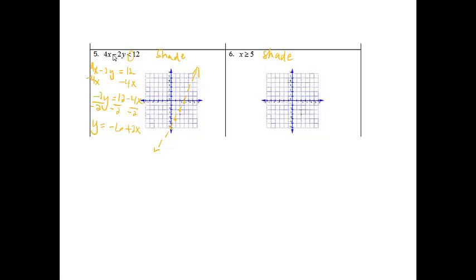Okay, and then I'm going to test 0, 0 right back up in the original, so I'll put zeros in. I end up getting 0 is less than 12, which is a true statement, so I'm going to shade the side of the line that has the 0, 0 on it.